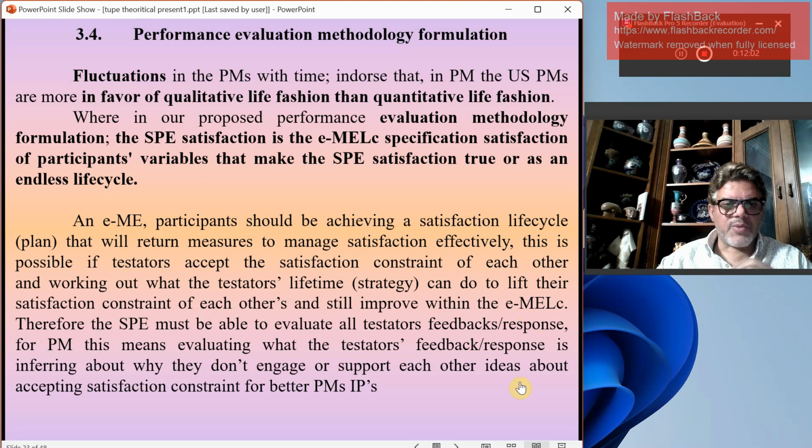Therefore, the satisfaction performance evaluation must be able to evaluate all testators' feedback responses for performance measurement. This means evaluating what the testator's feedback response is, inferring why they do not engage or support each other, and ideas about accepting satisfaction constraints for the better of performance measures, indicators, performance.